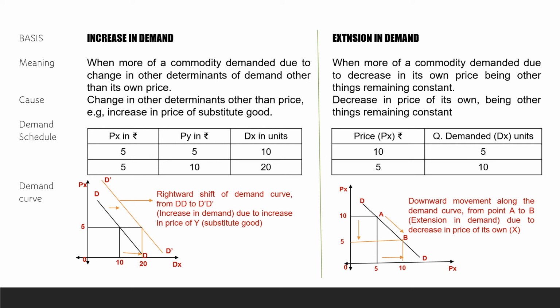This is the table showing the increase in demand. Price is constant. And let us say the price of the substitute good rises from 5 to 10. In that situation, the demand for the commodity at the given price will increase from 10 units to 20 units. And if we represent it, we get the demand curve.